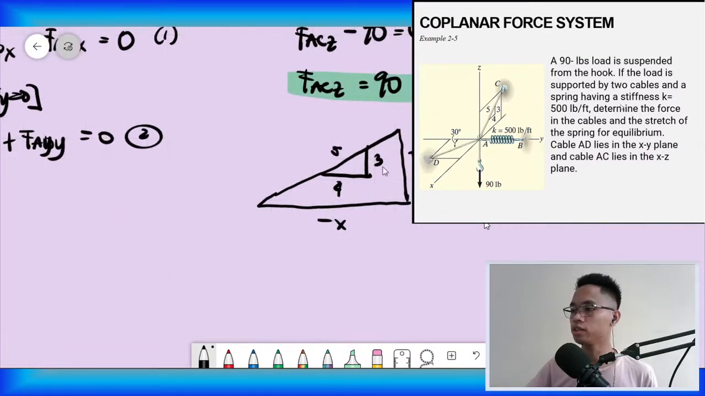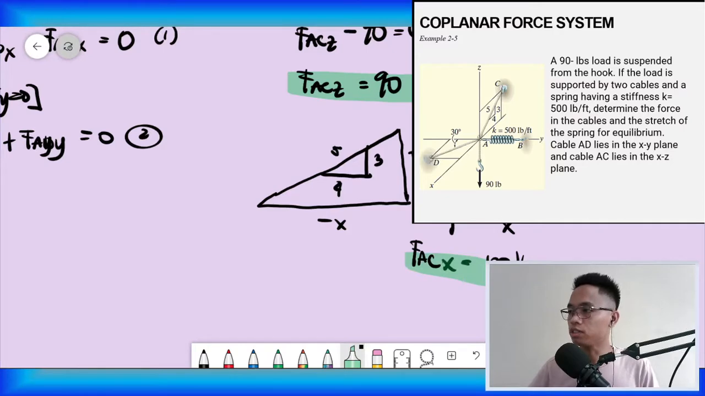Therefore, okay, if this is 90, pila ang atong x? Okay, by ratio and proportion, that would be 3 over 4 is equal to 90 over x. Kanang negative is ato lang na siya ikuan because nihinta nga negative is the direction. But since we need the value, this would be x is equal to 4 times 90 over 3. This would be 120 pounds. Therefore, this would be our FACX.